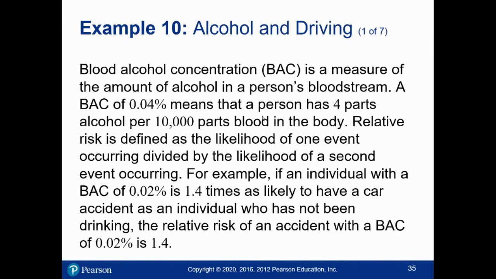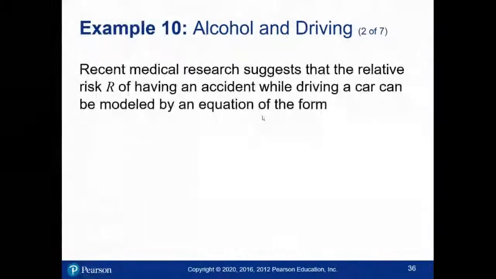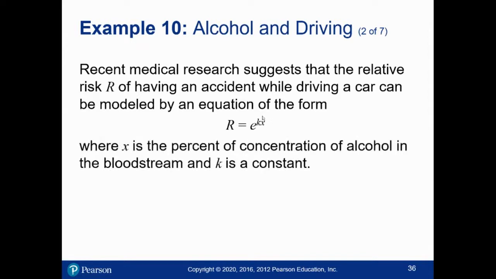So the example given here, if your blood alcohol concentration is 0.02, you are 1.4 times as likely to get in a car accident compared to someone with a blood alcohol of 0. So you'd say the relative risk is 1.4. So the current function essentially models your relative risk, where x is your blood alcohol percentage and k is some number that hasn't quite been figured out. I mean, we'll figure it out in the sample problem, but it's just some constant.